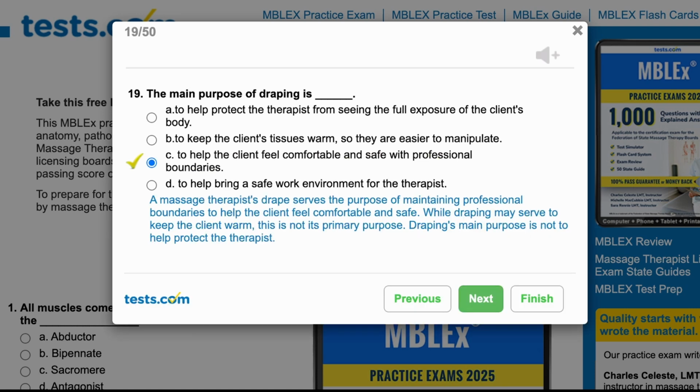C. To help the client feel comfortable and safe with professional boundaries. A massage therapist's drape serves the purpose of maintaining professional boundaries to help the client feel comfortable and safe. While draping may serve to keep the client warm, this is not its primary purpose. Draping's main purpose is not to help protect the therapist.